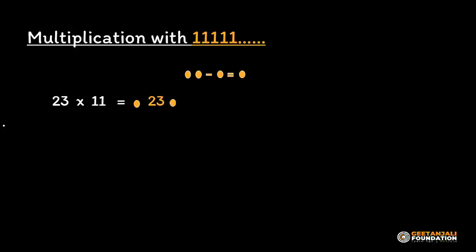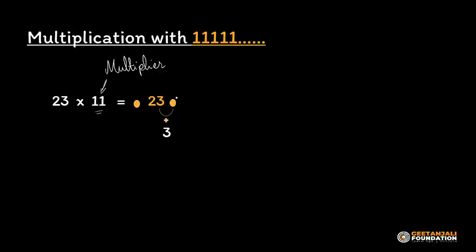Now the second step. From the rightmost corner, you start adding these numbers. And how many numbers will you add at a time? As many as the number of ones in your multiplier. In your multiplier there are 2 ones. So at a time we add 2 numbers. We start from the rightmost, and the value of these dots is 0. So first we will do 3 plus 0 equals 3.